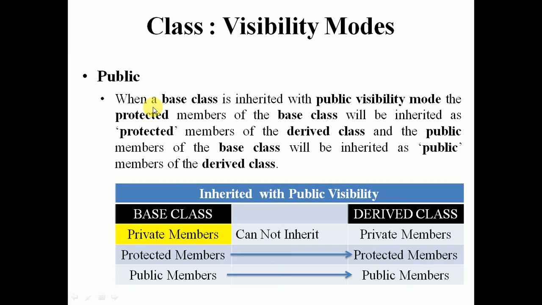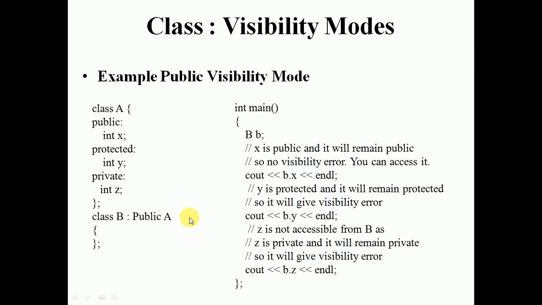Public visibility mode. When a base class is inherited with public visibility mode, the protected members of the base class will be inherited as protected members of the derived class, and the public members of the base class will be inherited as public members of the derived class. Here, base class is inherited with the public visibility mode. First, private members we cannot inherit. Protected member of the base class will become protected member of the derived class, and public member of the base class will become or will remain public member of the derived class.